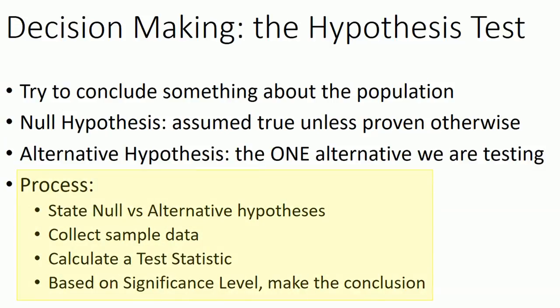We state clearly what the null and the alternative hypotheses are. We collect some data, calculate what we call a test statistic, some useful statistic from this data, which will help us make the decision. And then based on a decided significance level, we're going to make a conclusion. So essentially, is the evidence presented to us from our collected data, encapsulated in the test statistic, strong enough to get us to reject the null hypothesis?